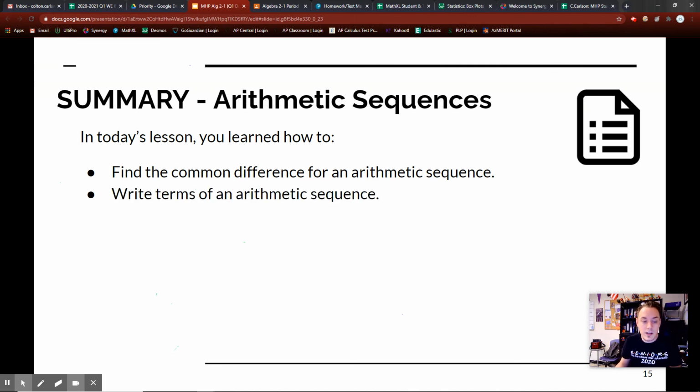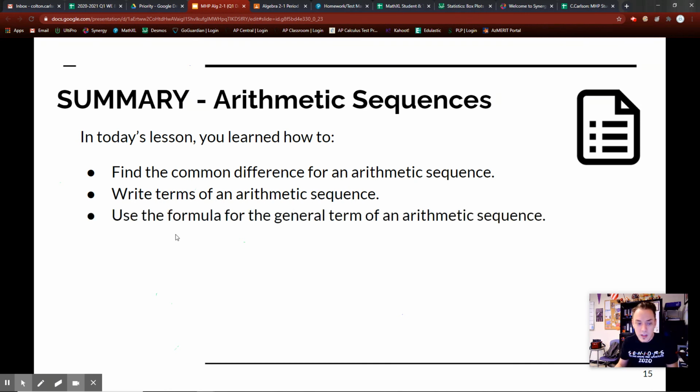We also learned how to write terms of an arithmetic sequence, how to find general terms, how to find specific terms in the actual sequence. And then we used the formula for the general term of an arithmetic sequence, again, to find particular terms.